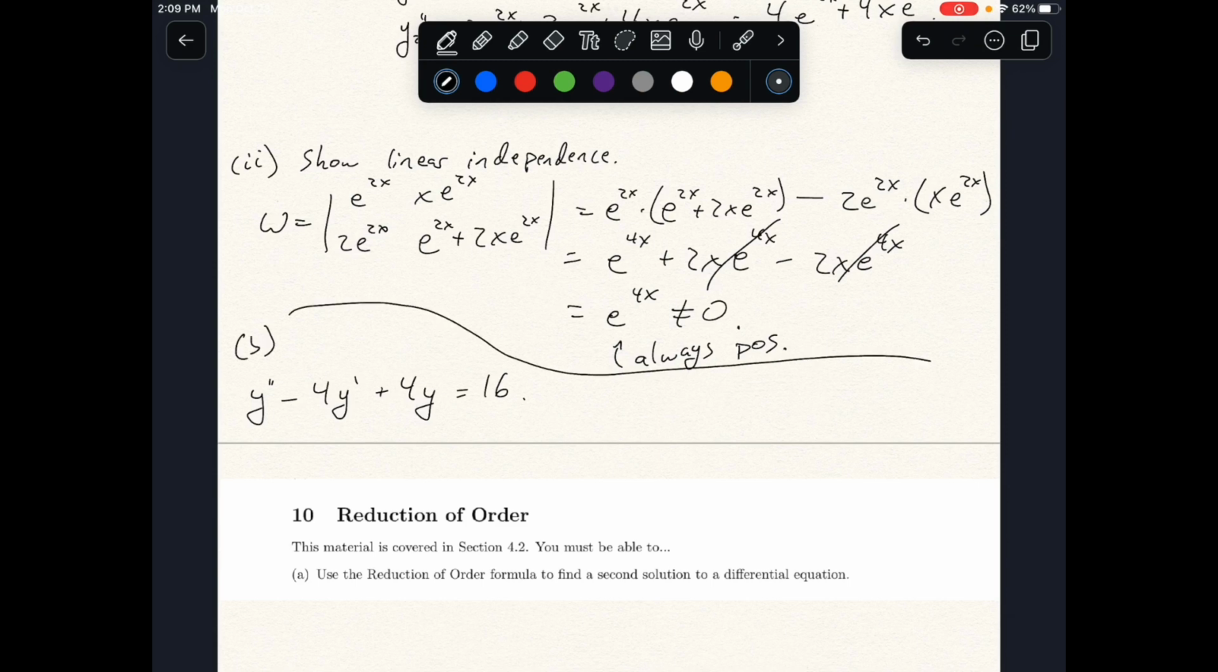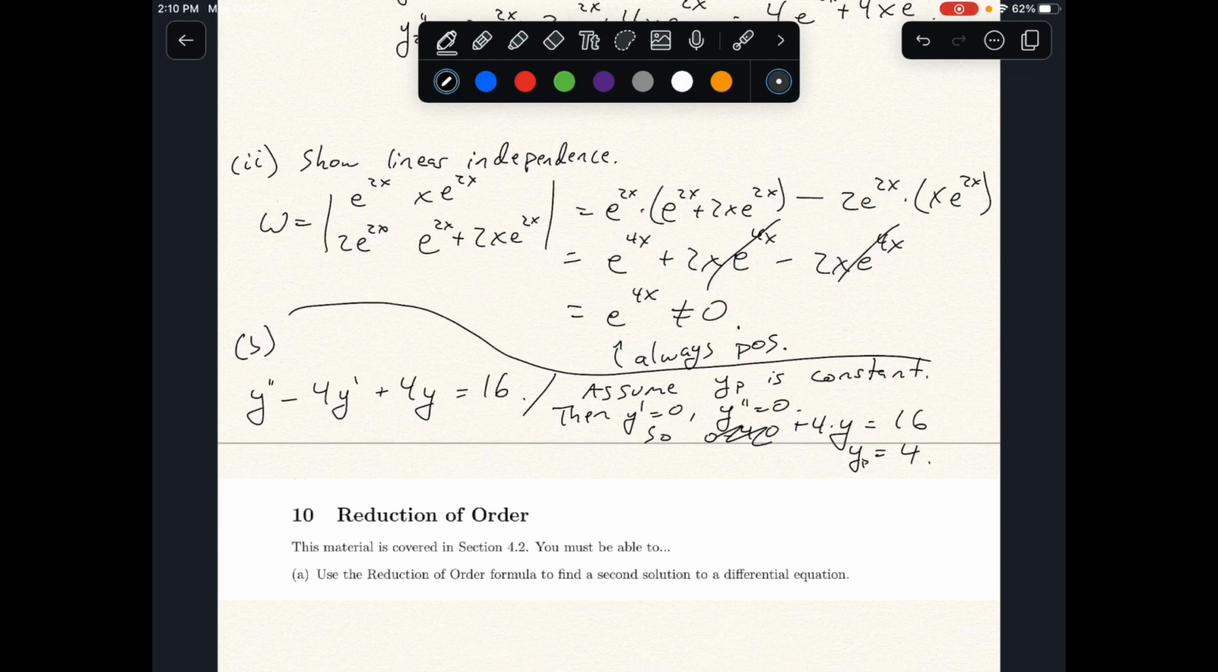So for something like this, if your right-hand side is a constant function, or a linear function, then you can just assume that your particular solution is also linear or also constant. So here you can assume that it's constant, and then y prime is equal to 0 and y double prime is equal to 0. Plugging that in, you get 0 minus 4 times 0 plus 4 times y is equal to 16. Dividing everything by 4, y is equal to 16 over 4, which is just 4. Okay, so that would be your particular solution.